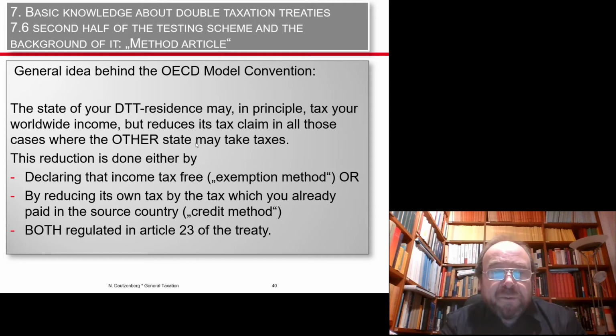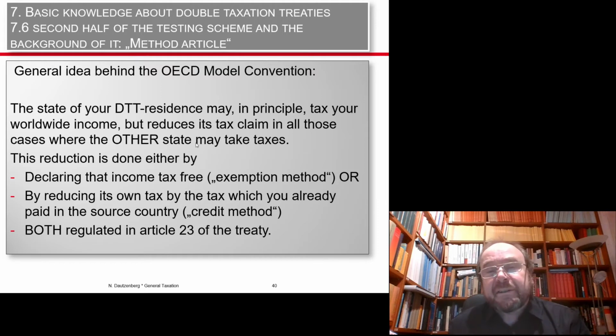And there are 2 favorite methods, and only these 2 are applied or proposed by the OECD to the country of residence. Either exempt the foreign income, which the source country can tax, that is called the exemption method, or reduce your own tax claim by the money which has already been paid on that income abroad in the source country.